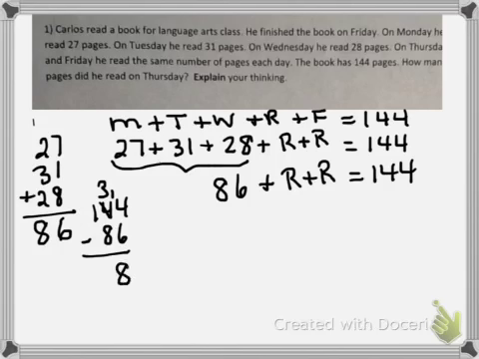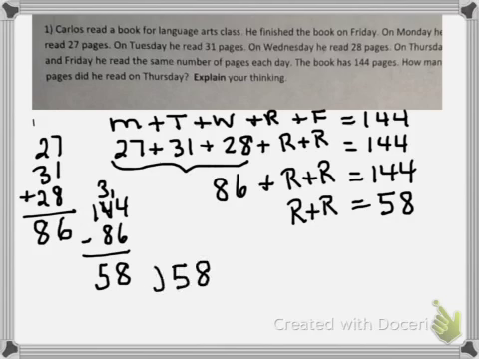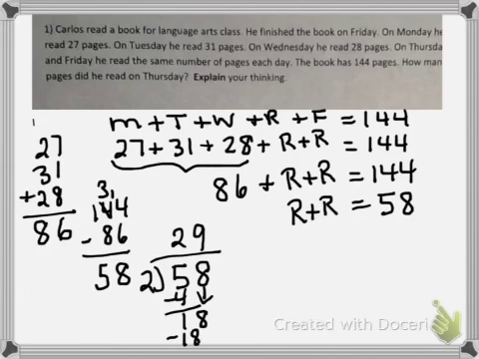14 minus 6 is 8, and 13 minus 8 is 5. So that means between Thursday and Friday, he read 58 pages. We know since he read the same number of pages on Thursday and Friday, we can divide 58 by 2 to get one of those R's. 2 goes into 58 twice. The difference is 1 after we subtract, bring the 8 down, and 2 goes into 18 9 times exactly. So that means on Thursday, he read 29 pages.